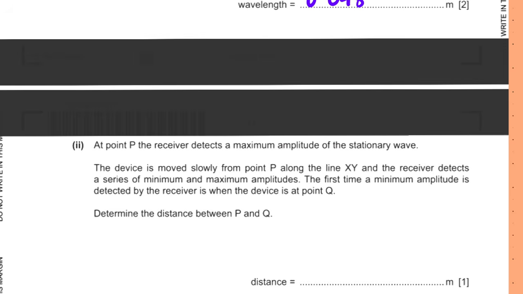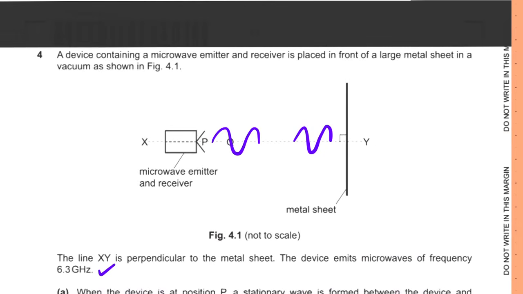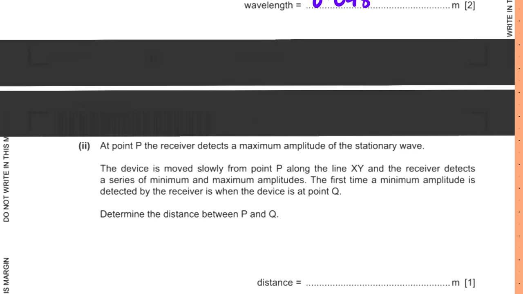Let's just go back to the diagram for this. So max at P, so this is an antinode, and a min at Q, this is a node. So I know node to antinode distance is half the wavelength, and this is going to be even half of that, so this is lambda by 4. Right, so I already have lambda, so the distance between P and Q is going to be a quarter of that, so 0.048 divided by 4, which is 0.012 meters.